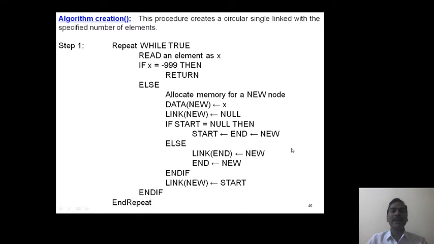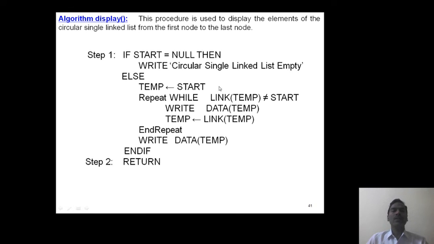Okay, so this is the creation process. Now how to display the elements of a circular single linked list? Here, if start equivalent to null, that means elements are not available, hence we print a message: circular single linked list empty. Otherwise, first we set a temporary variable that points to the start node, like temp equivalent to start. It's a repetition process. Repeat while link of temp not equivalent to start.